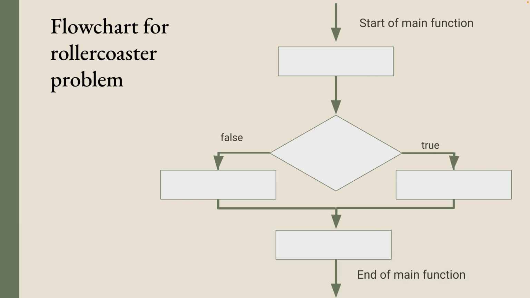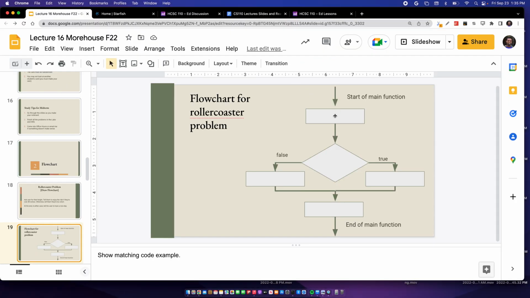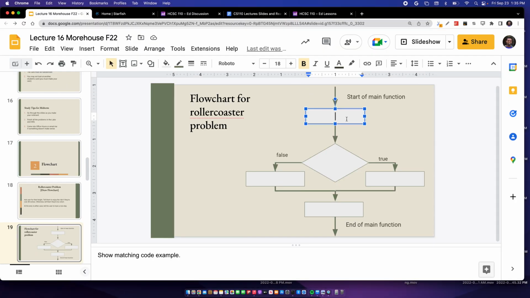I think looking around the room, people's flowcharts are looking like a lot better compared to a couple weeks ago. So I do see a lot of improvement there, which is awesome. Let's step through this particular problem. So flowchart, what's kind of the first thing that's going on in the problem? Yep. Ask user for their height.